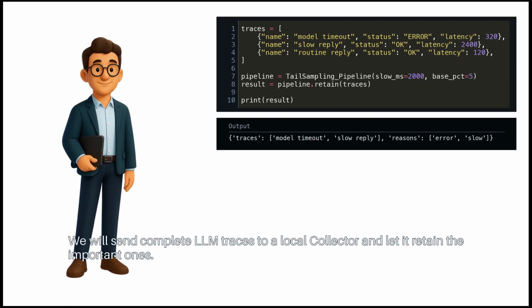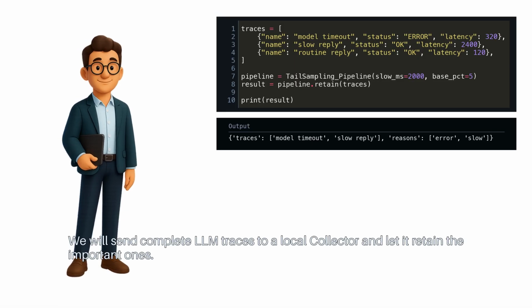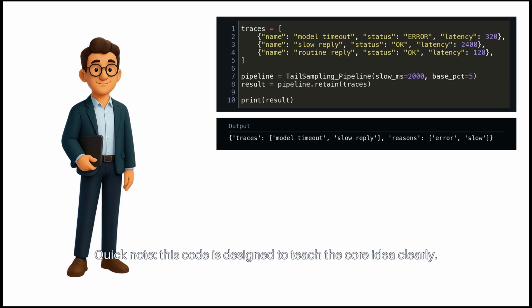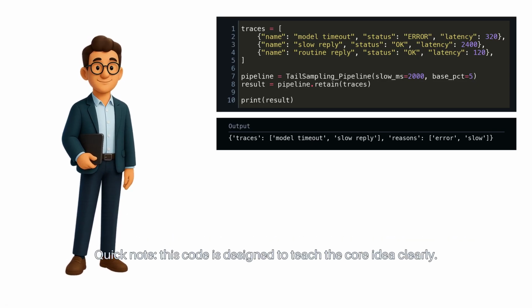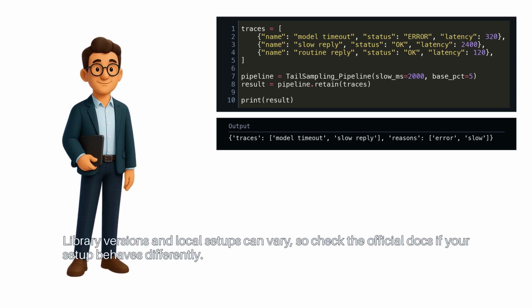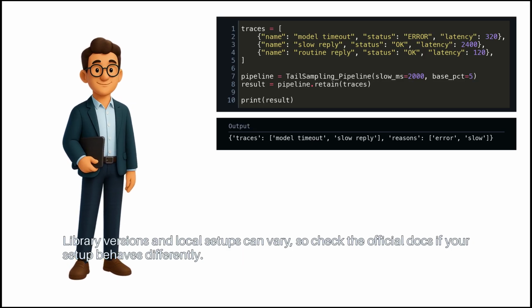We will send complete LLM traces to a local collector and let it retain the important ones. That gives you useful debugging data without paying to store every normal request. Quick note: this code is designed to teach the core idea clearly. Library versions and local setups can vary, so check the official docs if your setup behaves differently.